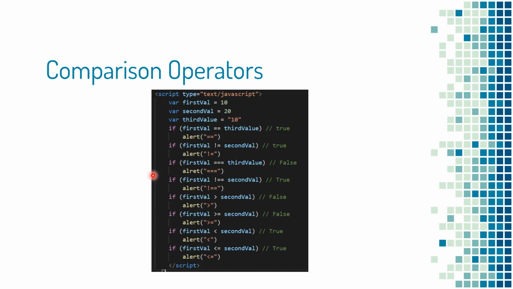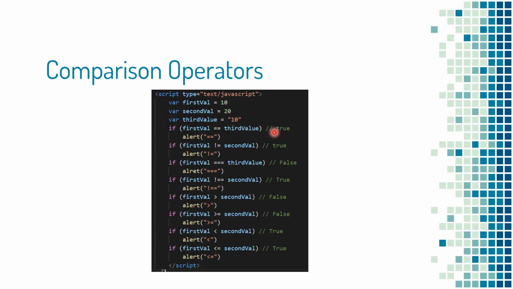So the comparison operators compare two values. Most of the time we use comparison operators with an if condition, especially to check whether a specific condition is valid or not. Let's assume that we have three variables here. Let's say we check whether the first value is equal to the third value. As you can see, the value here is 10 and the value here is 10. But the difference is that here is a number and here is a string.